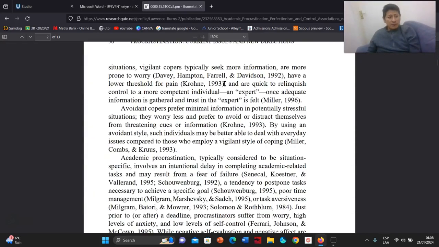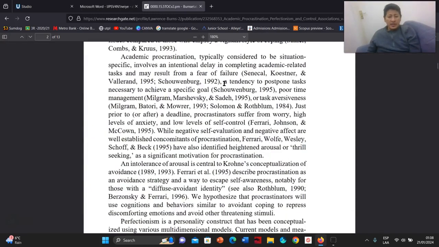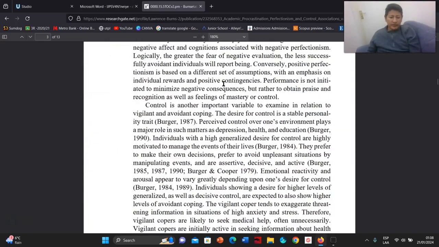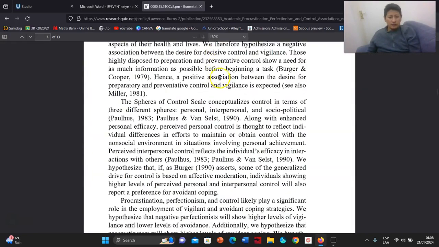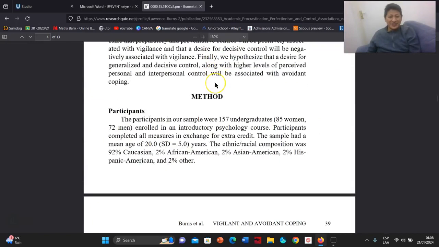Yeah, let's go to see the methods. Let me show you the methods, because I don't have much time. Sorry. In the methods, we can see the sample, the materials, and how this research was addressed. For example, if you notice, here are the participants. The sample is the participants.